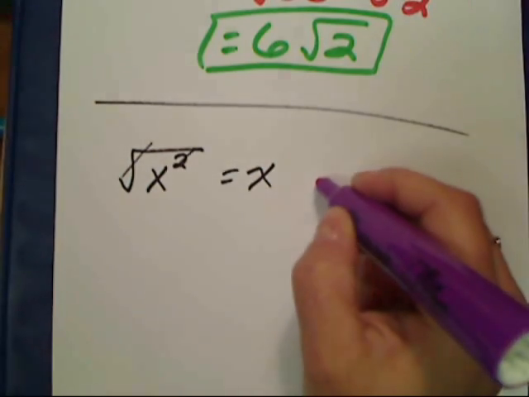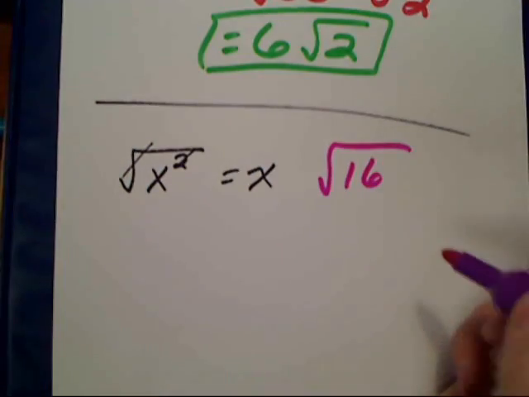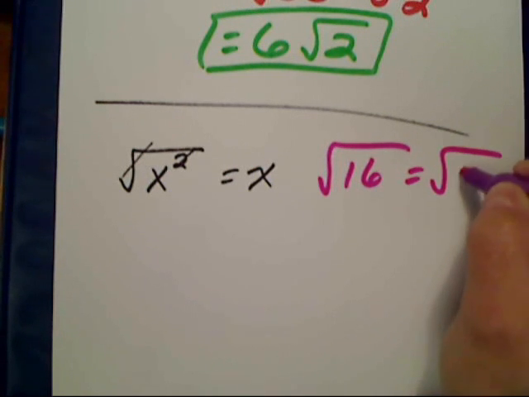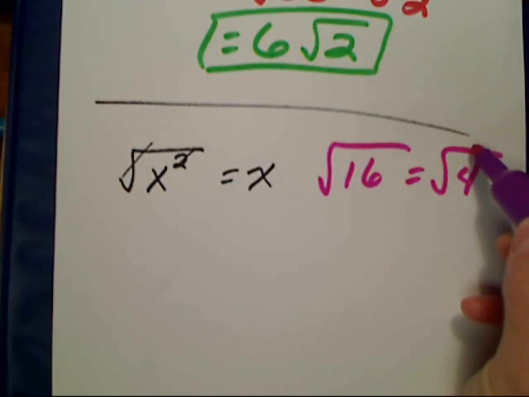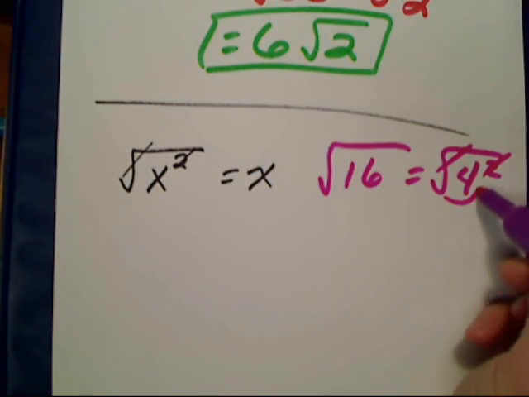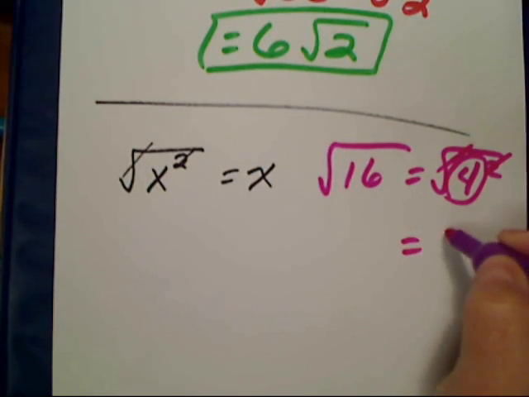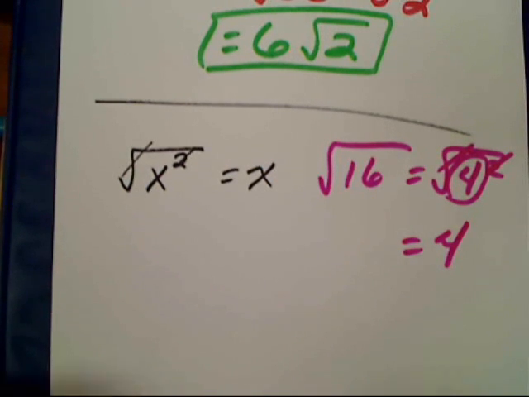Let's go back to that first one, square root of 16. 16 we could also write as 4 squared. A square and a square root are the inverse operations. They cancel each other out, and the base number is your answer. The base number becomes your answer.